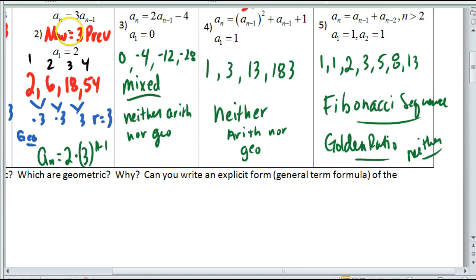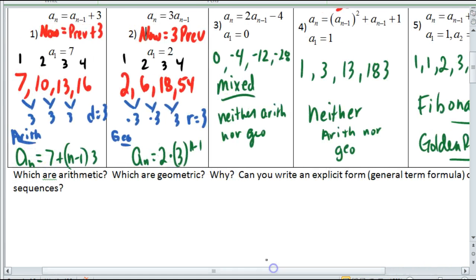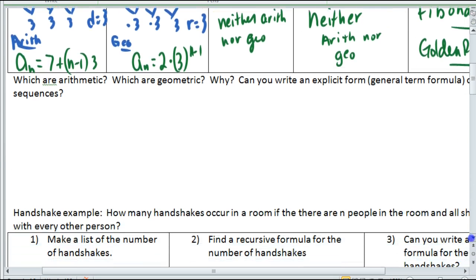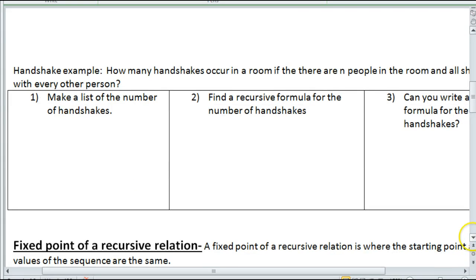So looking at this pattern, and I guess we talked about it a little bit already, if we add, it's going to be arithmetic. If we multiply, it's going to be geometric, and then these are all something a little bit different. Okay, how about the handshake problem?